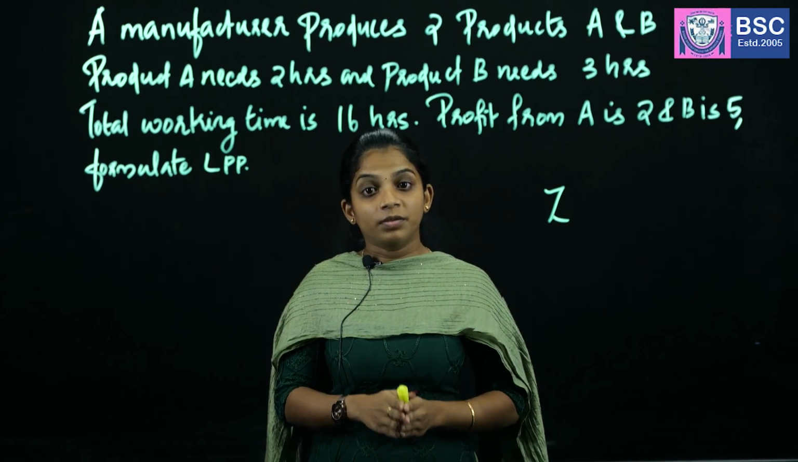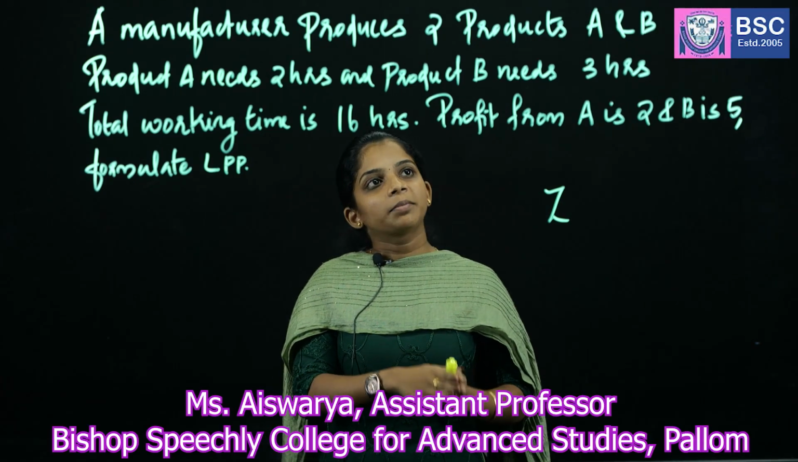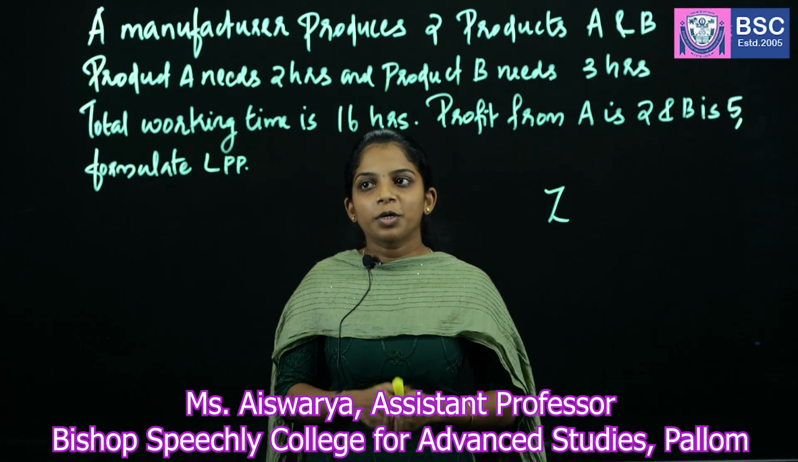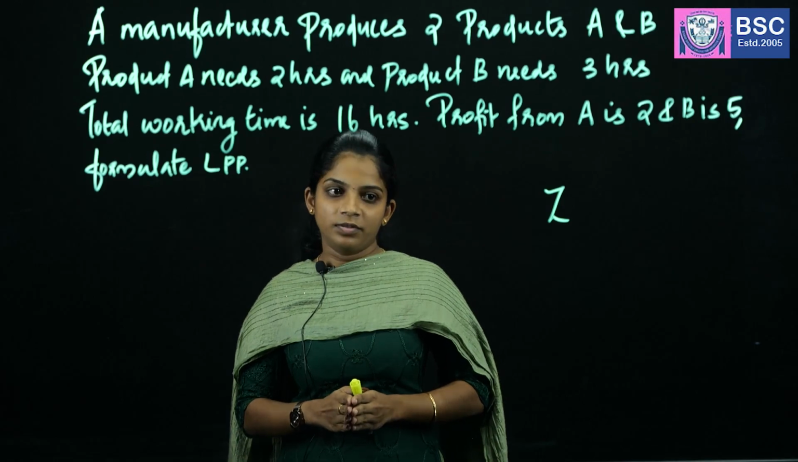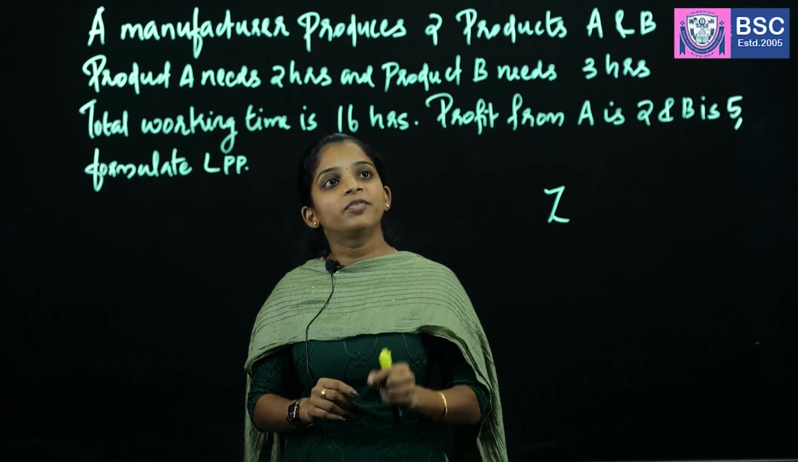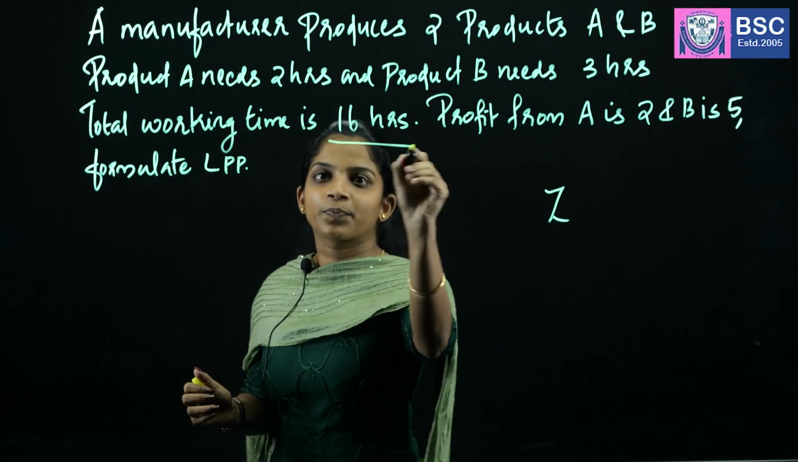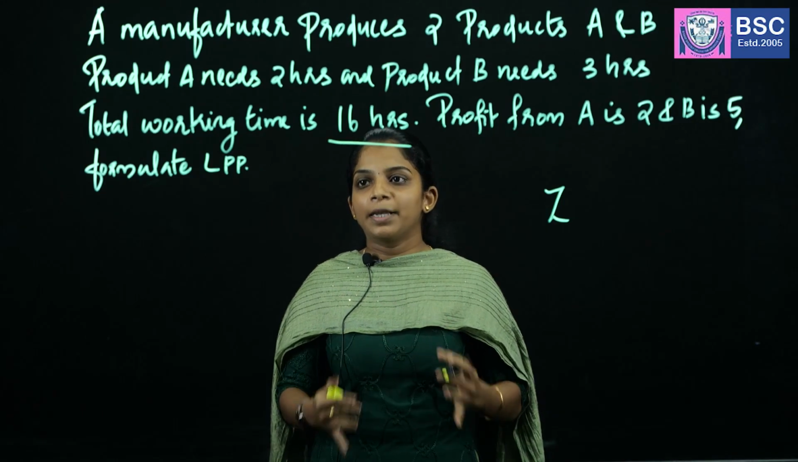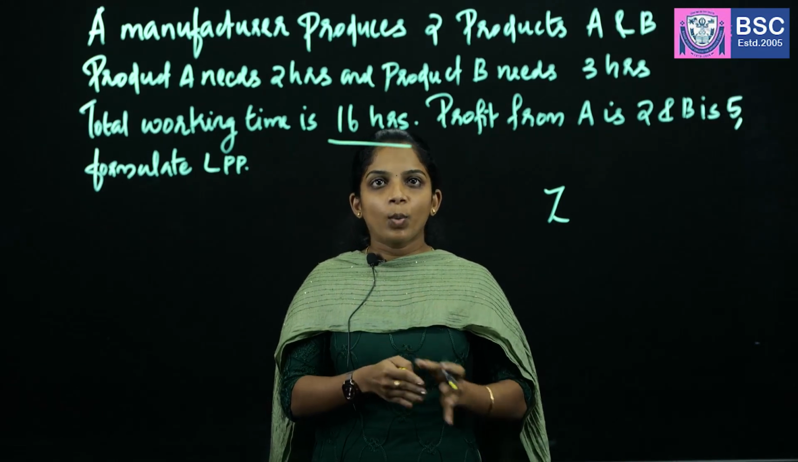A and B are the products manufactured by this concern. The situation is that the working time allotted to A is 2 hours and to B is 3 hours. That is not a problem, but the problem arises where the total working time is 16 hours. The total working time available for A and B is 16 hours. That is a limitation here. If this is not a limitation, there is no need of formulating an LPP, because we can allot the time as we wish to A and B.